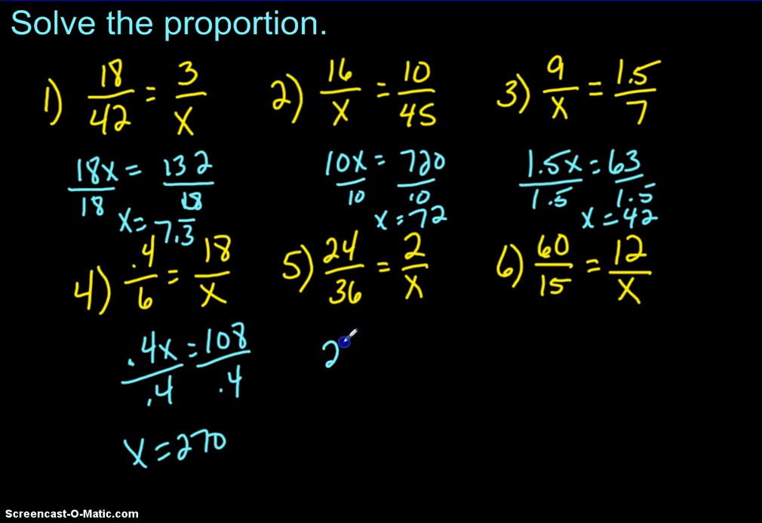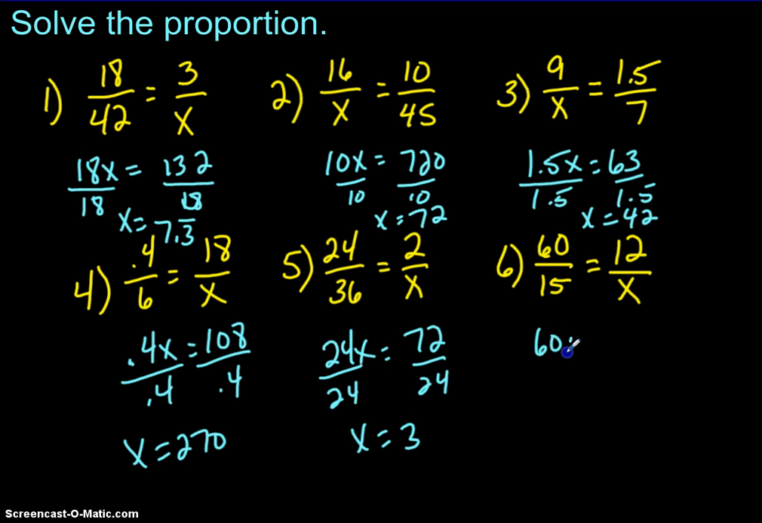Cross products here, 24x equals 72. Okay, so we're going to divide by 24, both sides. And x is equal to 3. So again, the cross products gives us a very easy, simple equation to solve. We just simply divide, and we're done.